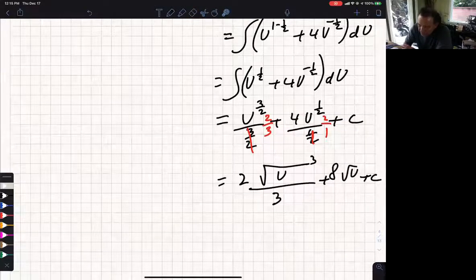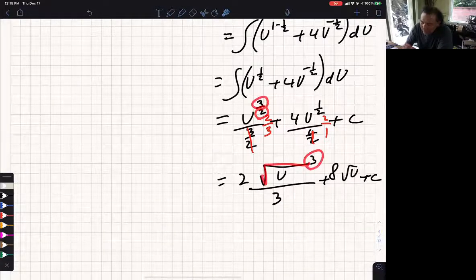So what happened here? That tells you it's a square root. That's why I get that. The top number tells you that's the power.